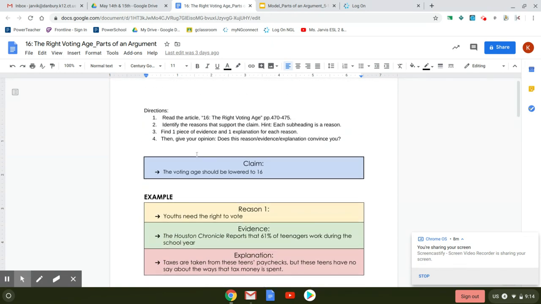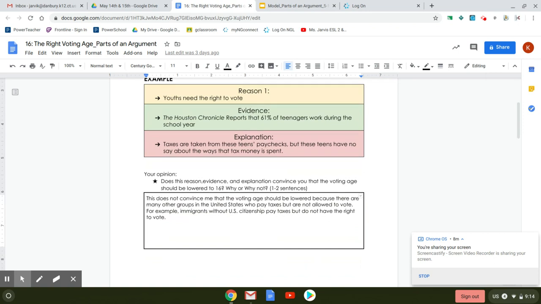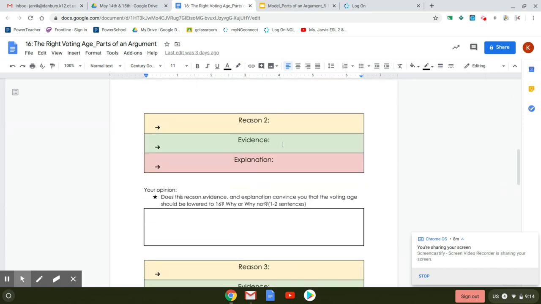First of all, we already know the claim. It's in the title. The voting age should be lowered to 16. That's the claim. Right now, the voting age is 18. So we're going to see a bunch of reasons and evidence that support the reasons as to why it should now be 16. In each part, you're going to look for what is the reason that the writer is talking about. What is one piece of evidence that supports the reason, and what is one explanation? There'll be more than one piece of evidence, but I want you to select one, okay?